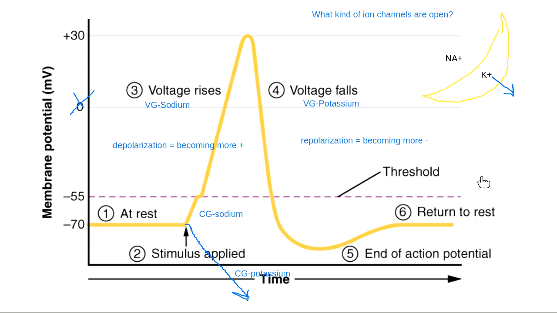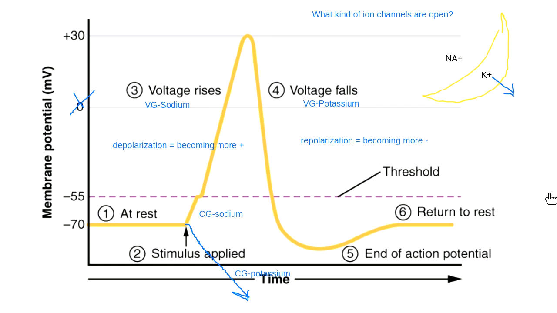Is the voltage-gated potassium what we use to help the cell return to resting membrane potential? Yes, that's correct. Voltage-gated potassium channels, their goal is to try to get me back to normal. Voltage-gated sodium channels, they take me away from normal. They help with depolarization. So voltage-gated potassium channels do repolarization. Voltage-gated sodium channels do depolarization.